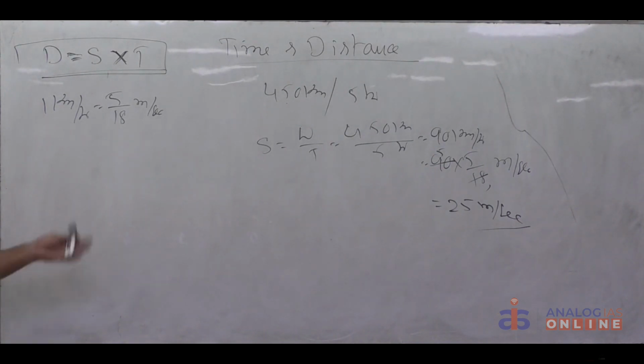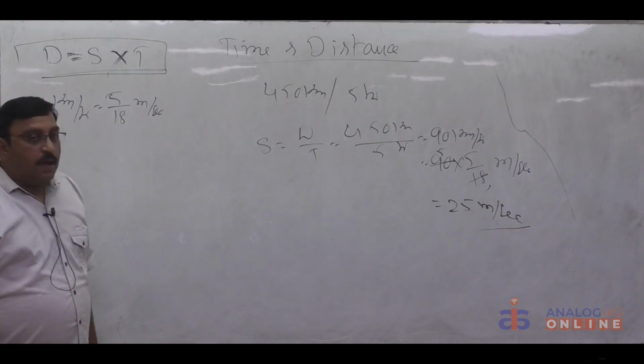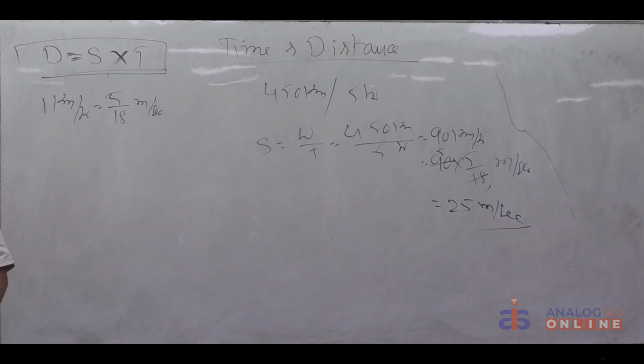Okay, then let us take another one. A man covers a distance of 600 meters in 5 minutes. What is his speed in kilometer per hour?